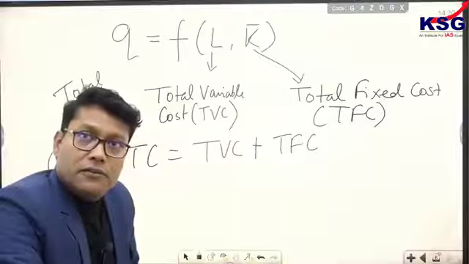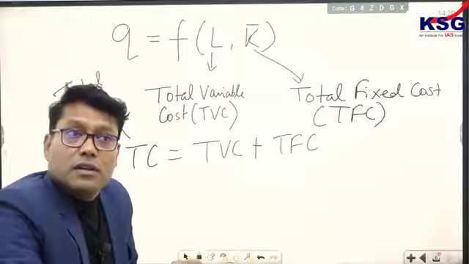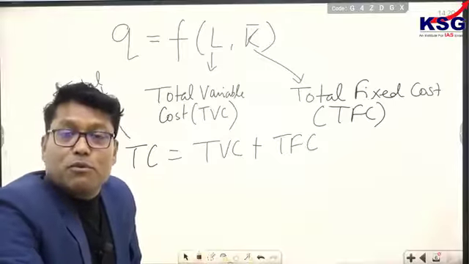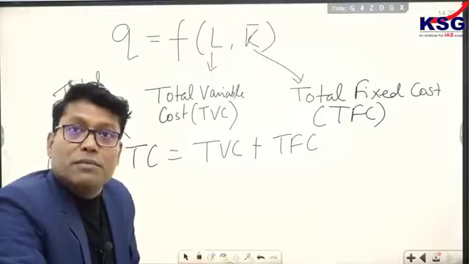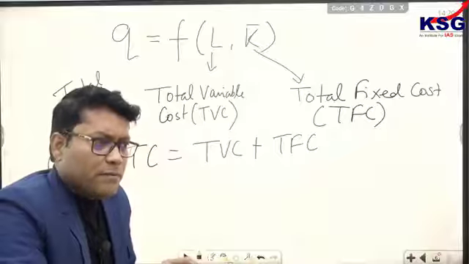If level of production is 0, TVC will be 0. If level of production is 0, comma, total variable cost will be 0. Fine, written, full stop.